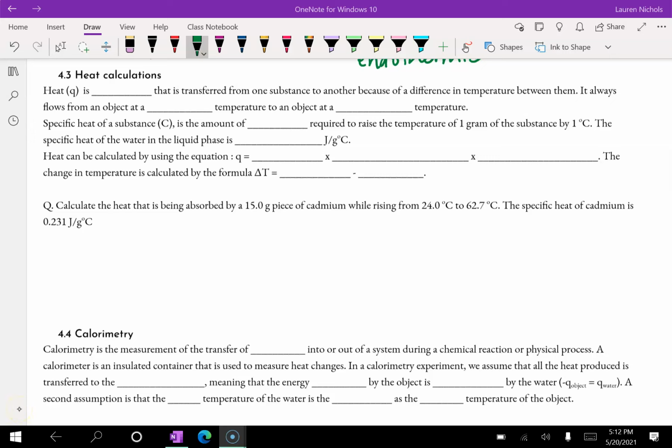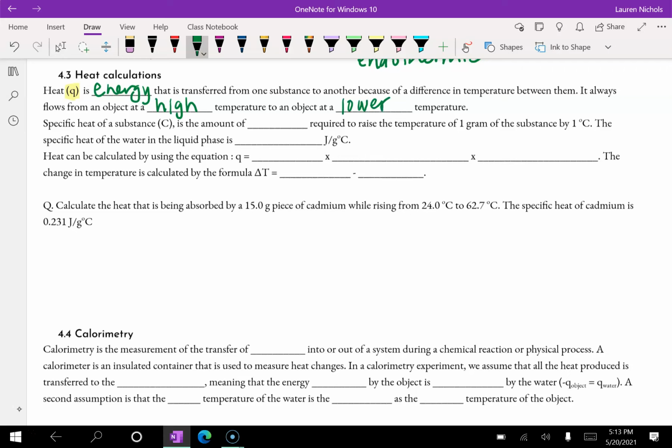All right, everybody, so this is going to be Scale 3 and Scale 4 of Unit 4. We're going to be talking about heat calculations. So heat, which is represented by the letter Q, which is kind of annoying. We would hope it would be represented by the letter H, but it's not. It's a letter Q, and it is energy that is transferred from one substance to another because of a difference in temperature between them. It always flows from an object at a high temperature to an object at a lower temperature.